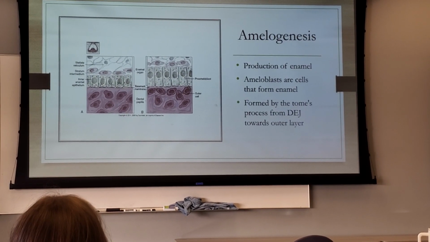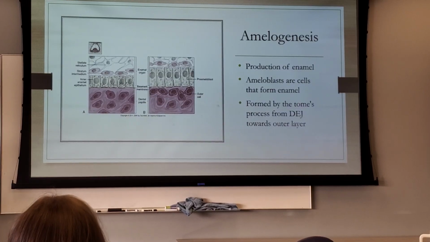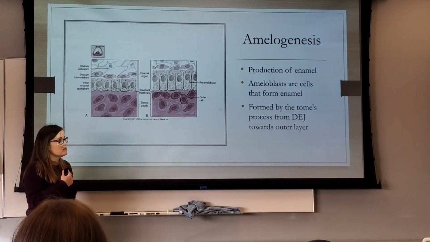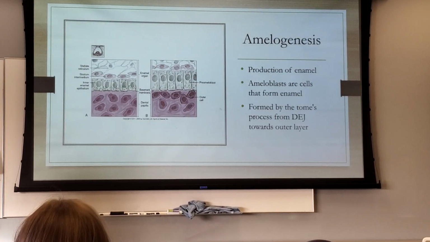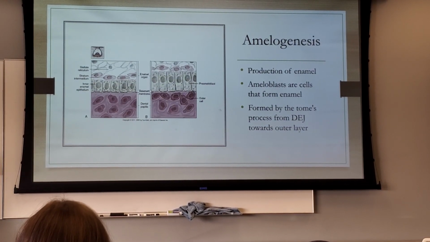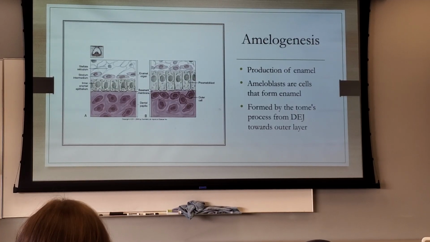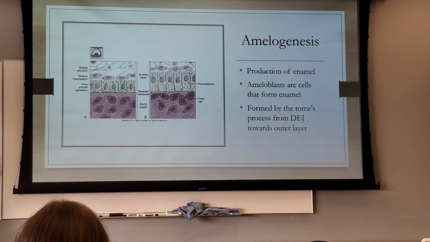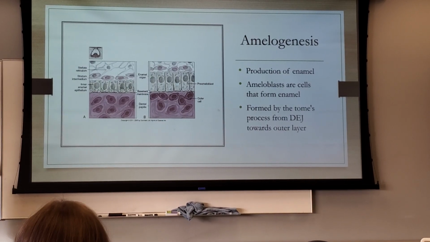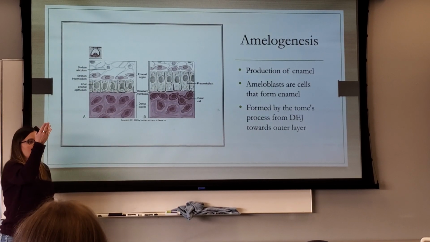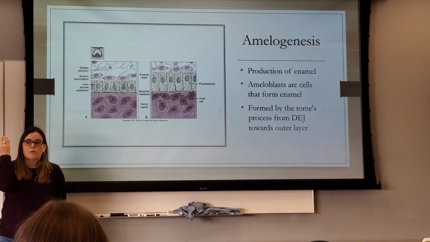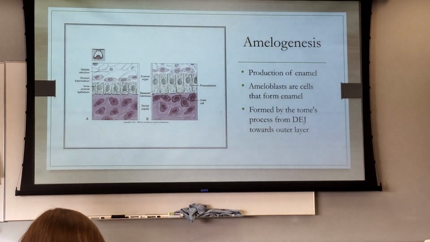And then the enamel is formed by the Tomes process from the DEJ to the outer layer. So amelogenesis is enamel formation from the ameloblasts. And on those ameloblasts, they form a Tomes process that starts to secrete the enamel. And the enamel forms from the DEJ, the dentin enamel junction, all the way to the outer part of the tooth. So it starts from the very center.